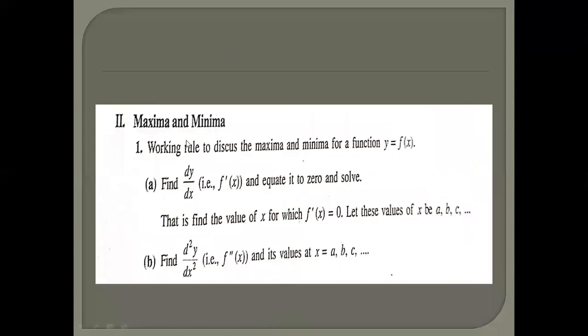Next, maxima and minima. Let's first find dy by dx for the given function, that is f dash x, equate it to 0, then solve. We'll get some values for x, for example a, b, c are the values of x. First of all, we have to find the first derivative of the given function and equate it to 0. We'll get f dash x is equal to 0. Afterwards, we'll get some values for x. Then find d square y by dx square, that is f double dash x, and its values at these x values. We have to verify f double dash a, f double dash b, f double dash c.